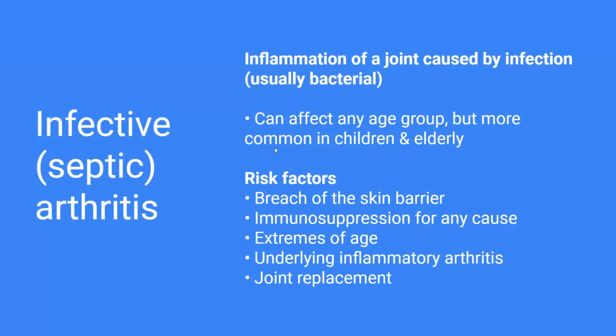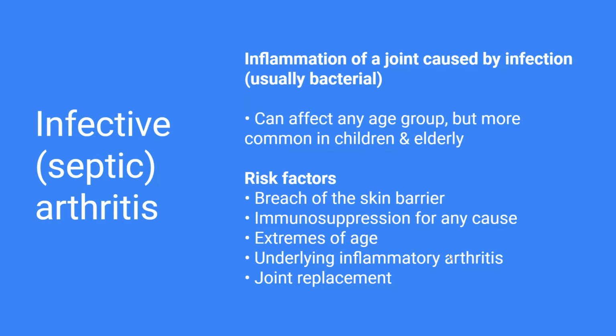So first case, you diagnose her with infective and septic arthritis. It's the inflammation of the joint caused by an infection, usually a bacteria. It's very common in children and elderly because obviously they're more likely to be immunocompromised. And this woman had a breach of her skin barrier. If you guys remember, she was skating and she fell. She's not immunocompromised. But extremities of age is another risk factor, but she doesn't have that either.